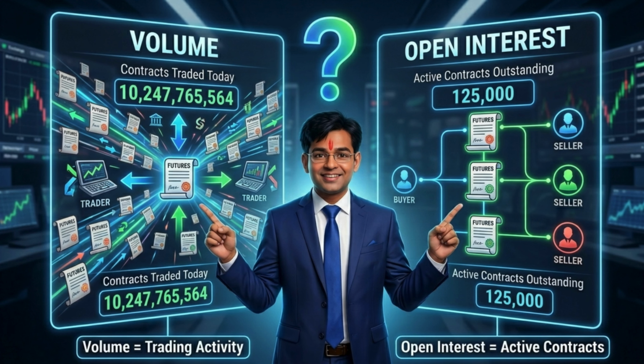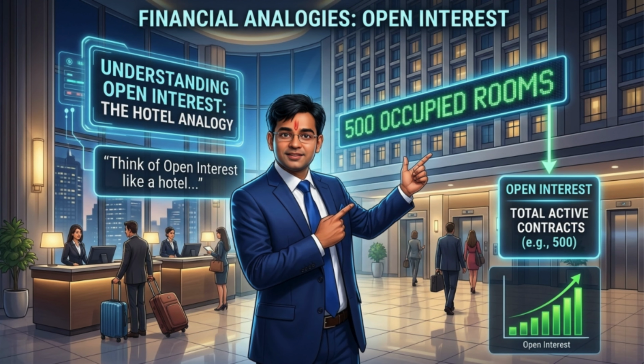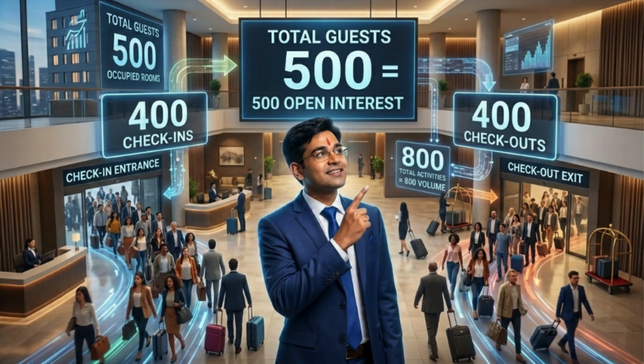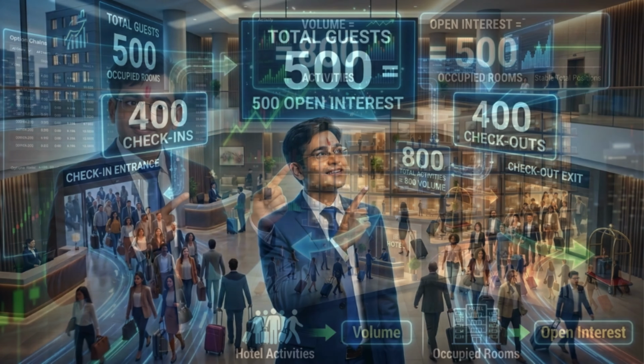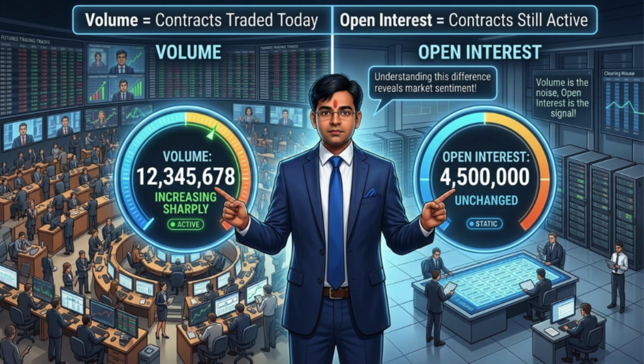Now many beginners confuse open interest with volume, but they are completely different. Volume tells us how many contracts traded today. Open interest tells us how many contracts remain active. Let me explain using a hotel analogy. Imagine a hotel has 500 occupied rooms. Suppose throughout the day, 400 guests check in and 400 guests check out. That's 800 activities. Huge activity. But occupied rooms remain 500. Similarly, volume can be very high, but open interest may remain unchanged. That's why traders should never use volume and open interest interchangeably.